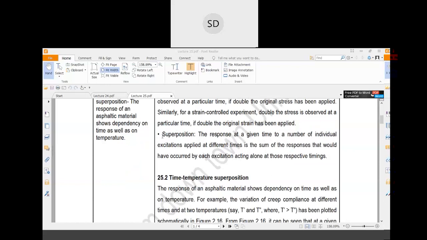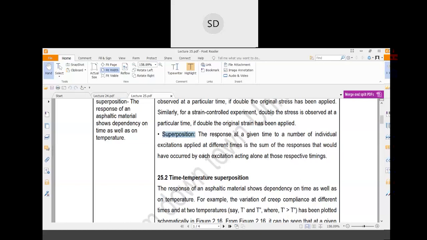The next point is superposition. So what is superposition? The response at a given time to a number of individual excitations applied at different times is the sum of the responses that would have occurred by each excitation acting alone at its respective timing. So superposition means the response at a given time. Whether it is a stress control or a strain control, whenever you are applying stresses or strains, you will get some responses.